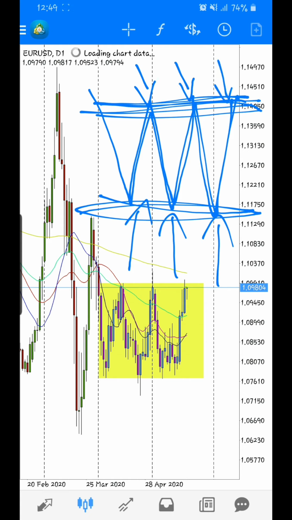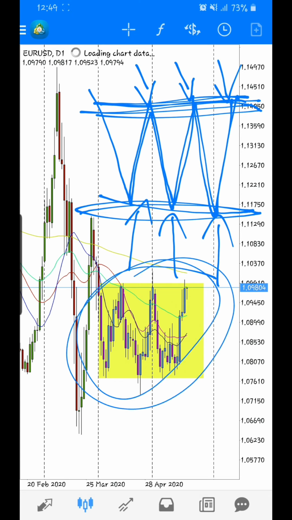Take the R in resistance for the roof, and take the support as a floor. That's how I remember it. In this market condition it is very easy to identify because the market is moving sideways, so it's easy to identify what is a support, what is a resistance, and easy to mark those areas.